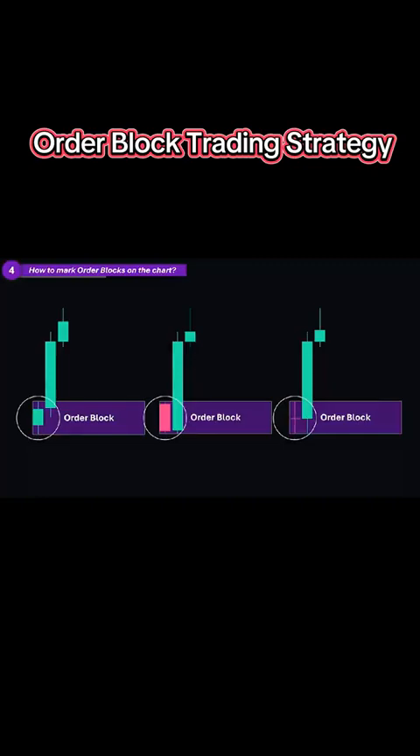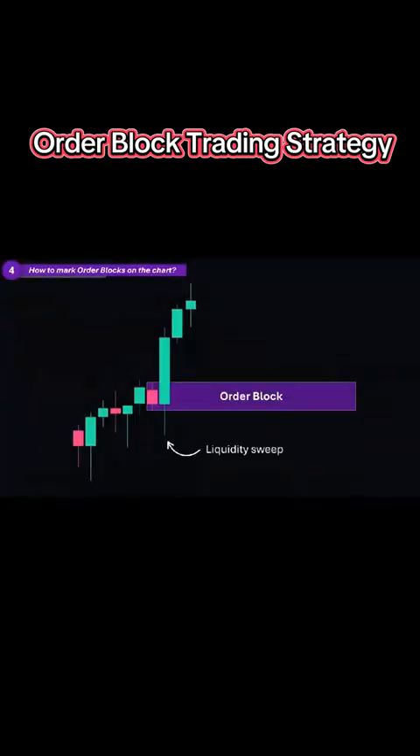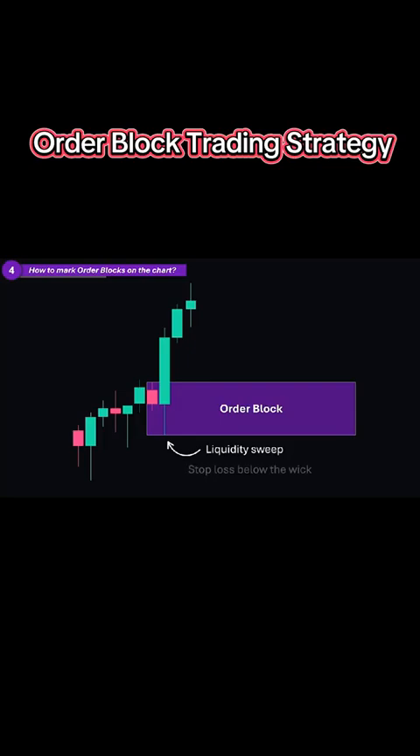Also, here's an important detail. Sometimes, price sweeps liquidity with a wick just before creating the fair value gap. When that happens, we include the wick as part of the order block because it marks the true beginning of the move. If you're placing a stop loss, it should be below that wick to give the trade enough room.